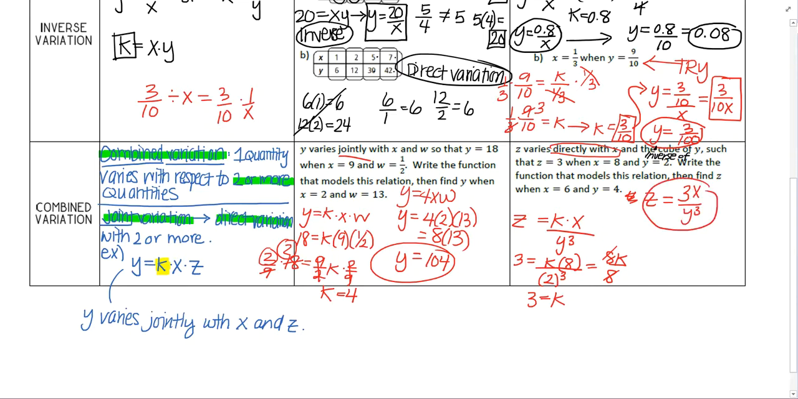The last part of the question says find z when x is 6 and y is 4. So z is 3 times x over 4 cubed. That's 18 over 4 cubed, which is 64. So then we can reduce that to 9/32. It's going to give us a fraction. And we're done.